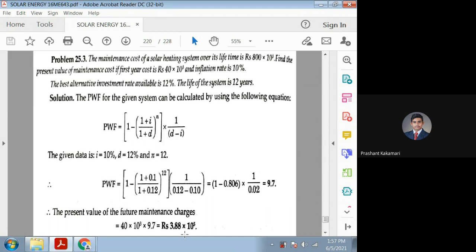So the present value for the years altogether, if I find out, so 40,000 he is spending the first year, into 9.7, if I multiply, the present worth is how much? It is around 3.88 into 10 raised to 5. So that is the maintenance charge, because discounting is given here. With discounting, you can reduce that 40,000 to somewhere around, you can check the values, how much will be the value. So that present value of the maintenance charge we want to find out.